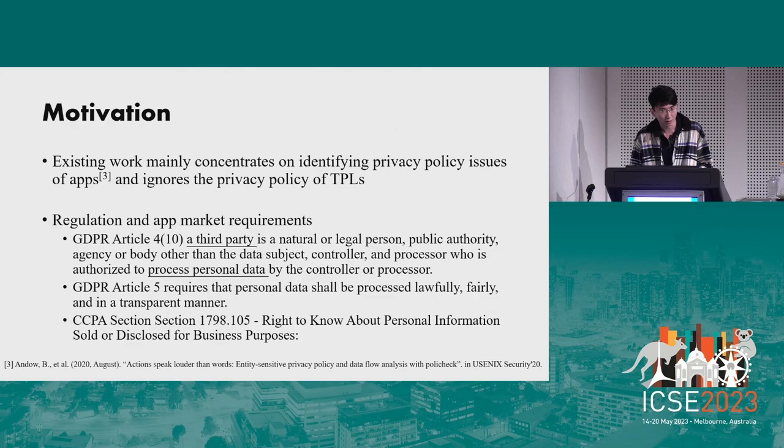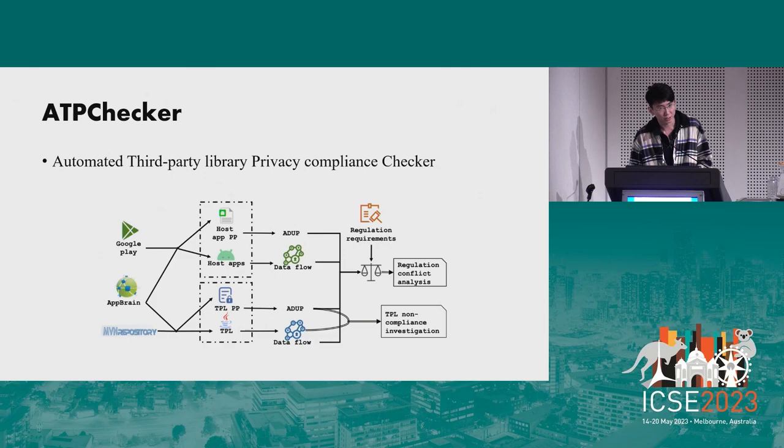Indeed, regulations such as GDPR and CCPA require any party responsible for data access behavior to clearly disclose it to users. Thus, we propose ATP checker, an automatic third-party library privacy compliance tool to analyze the compliance.